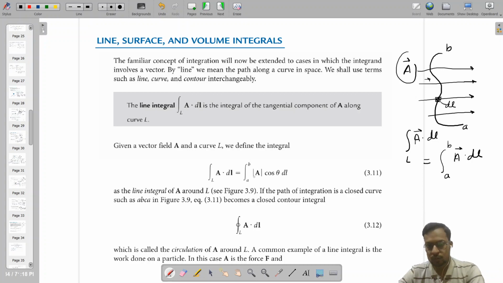The equation can also be rewritten as the integral of magnitude of A into cos theta dl.